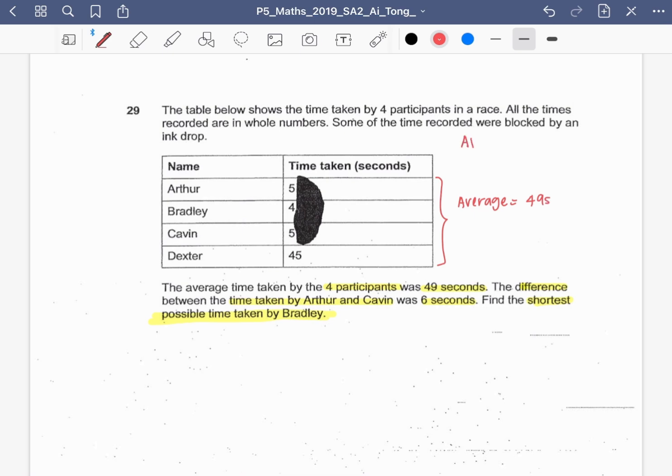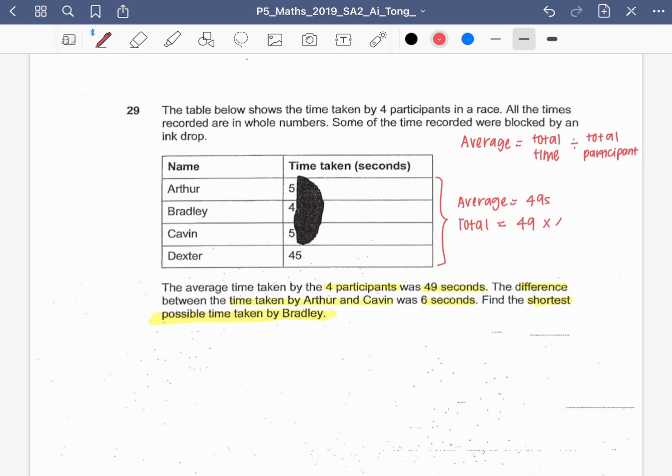Remember the formula previously. Average is equals to the total. Okay, in this case it is time, right? The average is equals to the total time divided by the total number of participants. So that is the average. Okay, we know the average is 49 seconds. Do we know the total participants? Yes, 4. So we can definitely find the total time taken.